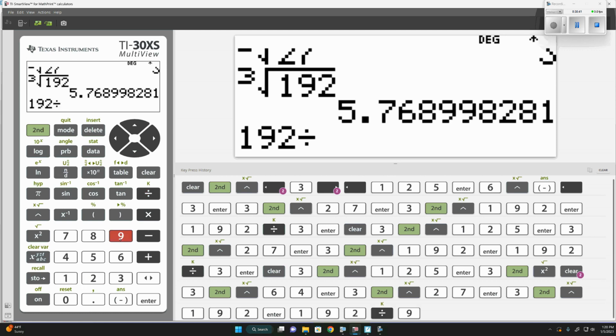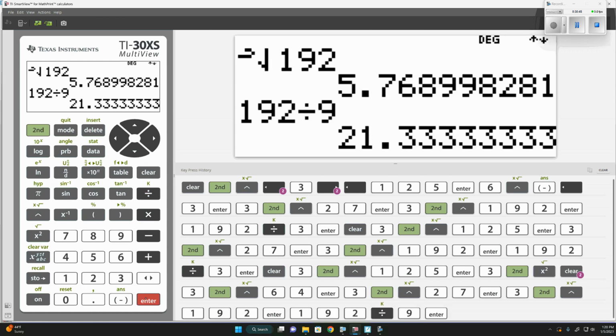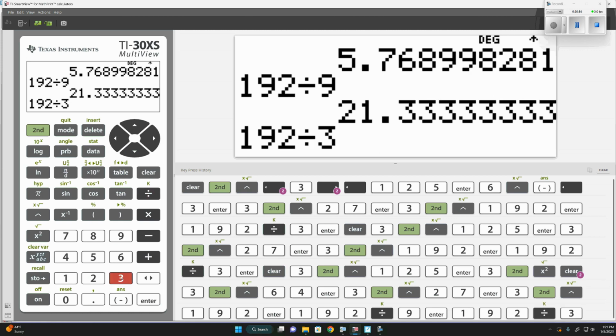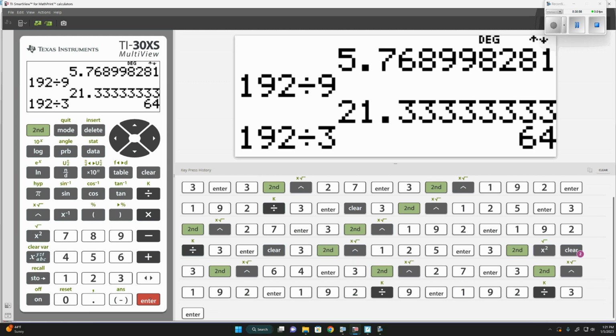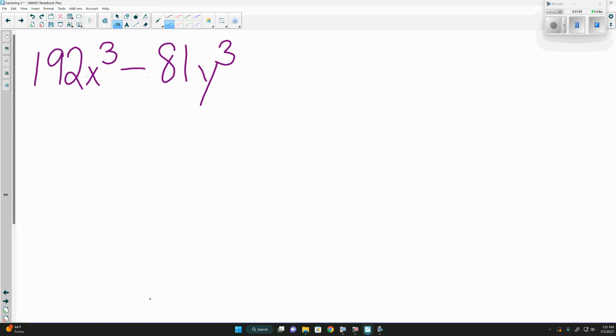So 192 divided by 9, almost. It's just a little too big. But 3 does work. Because it is very tempting to say 9, because 81 is divisible by 9. And that would make things a lot nicer, but 3 is the one we want. 192 divided by 3 is going to be 64, x to the third, minus 81 divided by 3 is 27.